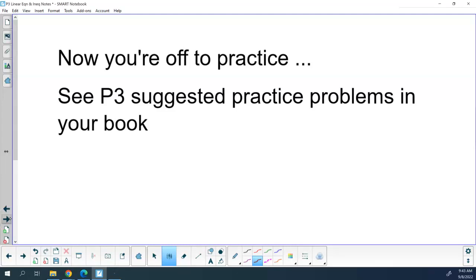So there are some suggested problems for your book. Basically, the suggested problems are: look through the P3 section on Canvas and see if you know how to do all the problems in every section. If you don't, focus in on those selected problems. Okay? But you should know at this point in time how to do them.